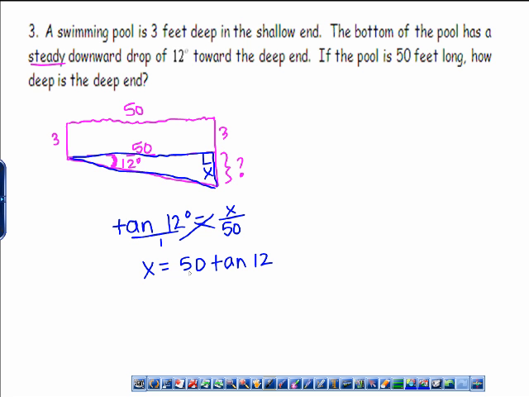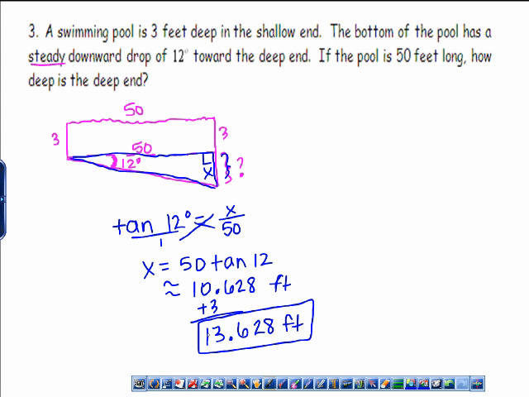Alright, again in degrees mode, this whole worksheet in degrees mode. We will get approximately, because we have to round, 10.628. Okay, and this is in feet. Alright, that's just this part, the extension. We need to add 3. And the total depth of the deep end would be 13.628 feet. Be careful when you're doing these problems. Make sure that you're really answering the question that they're asking. Okay, next problem.